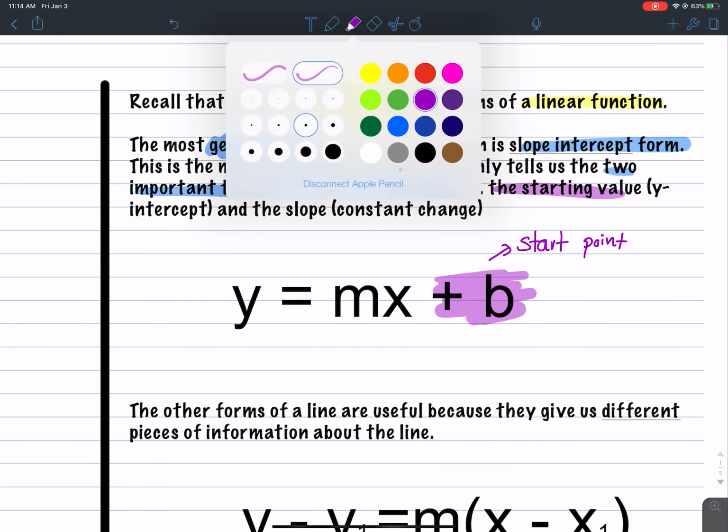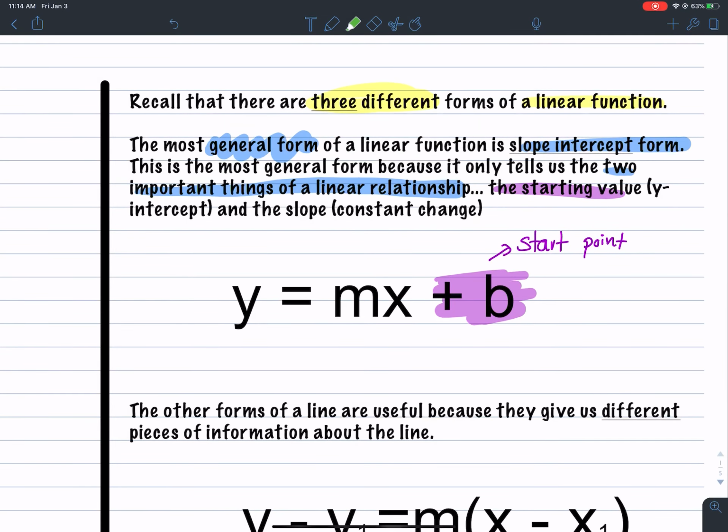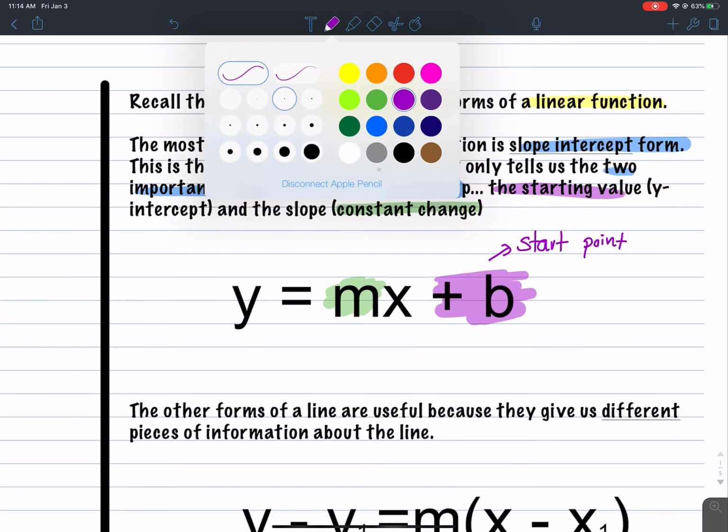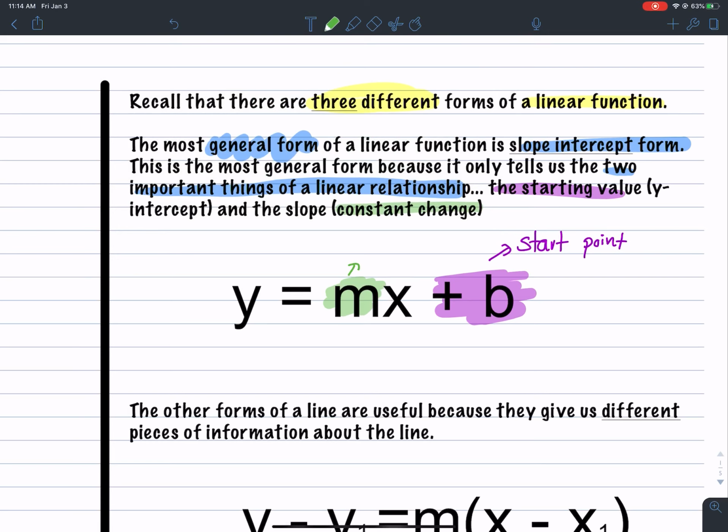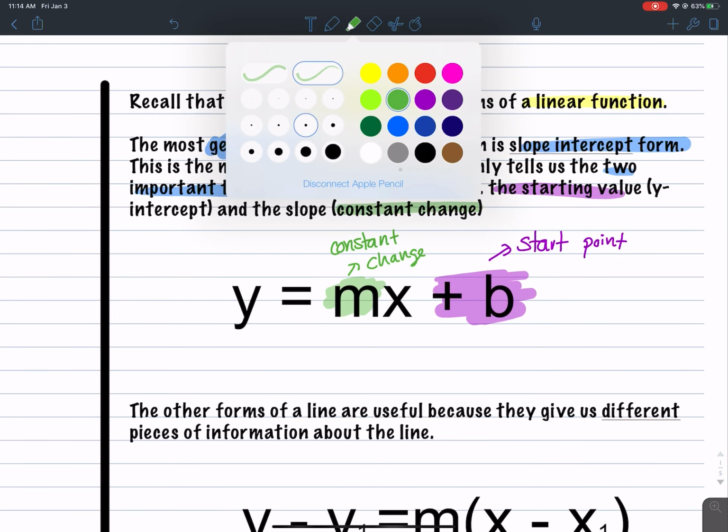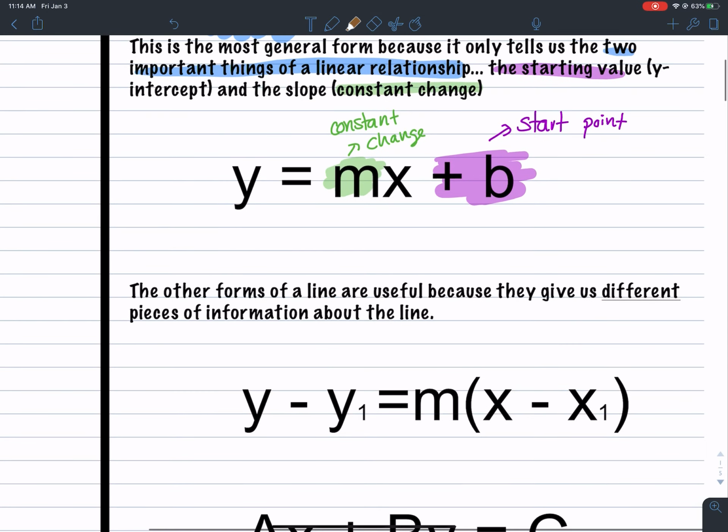And then we know that the main characteristic of a linear relationship is that constant change. So again, those are the two things that define a linear relationship. So that's why in the most general form, we see those two things. Now, what we also know, though, is that there's other ways to write a line. We have other forms because other forms give us different pieces of information.